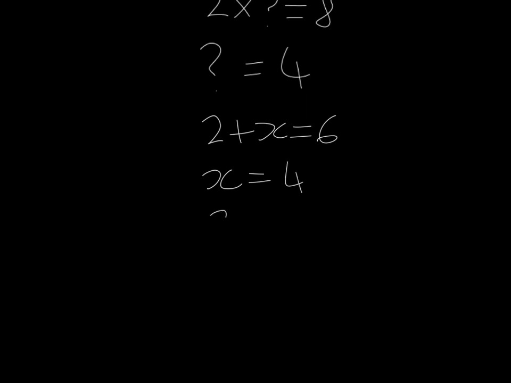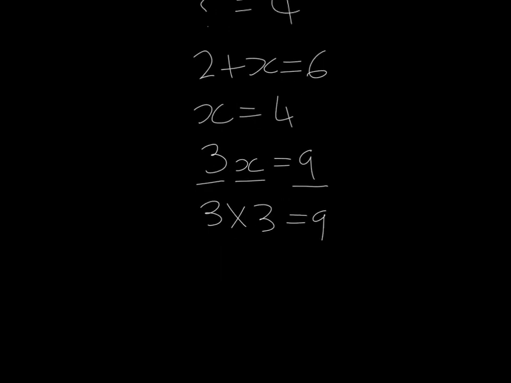Similarly, if I were to give you that 3x equals 9, I'm sure that you could all tell me that that means we have 3 times x, and that gives us 9, right? So 3 times what gives us 9? I'm sure most of you would know that 3 times 3 equals 9. Okay, and that means that x equals 3 because this was our missing number.